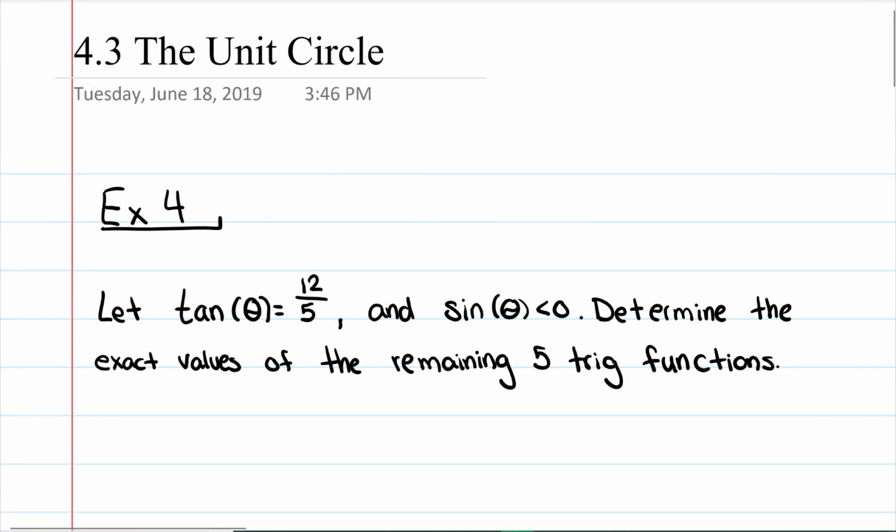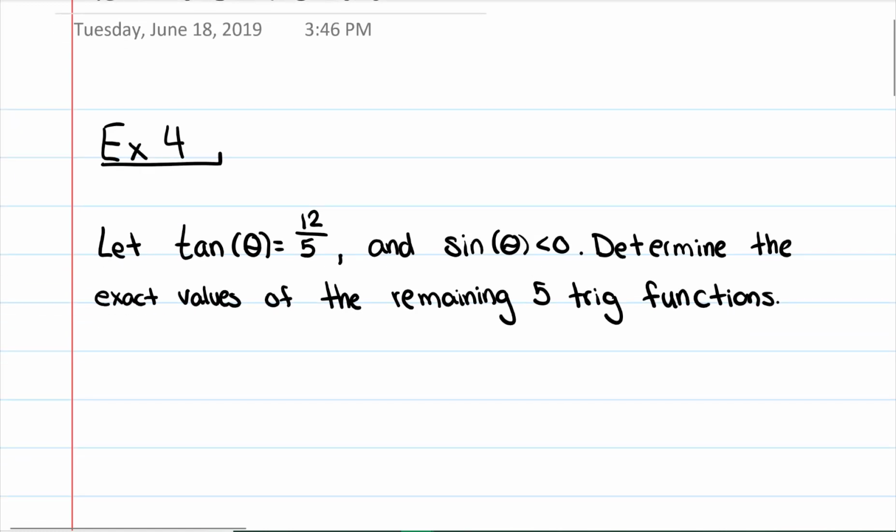4.3, example 4. In this example, we're going to look at a situation where they don't give us theta, but they tell us what one of the trig functions is equal to and something about a second trig function. Then we're going to determine the values of the 5 remaining trig functions. So in example 4, we have tangent of theta is equal to 12 over 5. We also know that sine is less than 0.